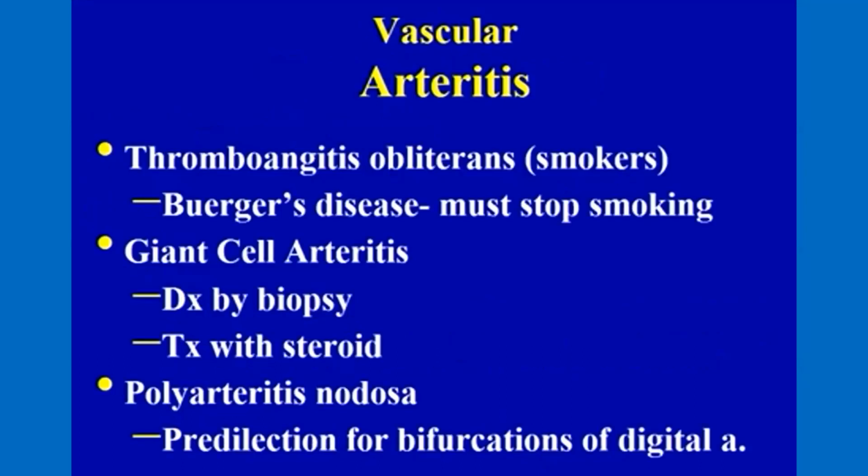Vascular arteritis, you can have thromboangiitis obliterans, and this is quite common in smokers, and is known as Buerger's disease. And the treatment we advise is to stop smoking. Recently, I had an army soldier come into my clinic, having a box of cigarettes in his shirt and a cigarette in his hand.